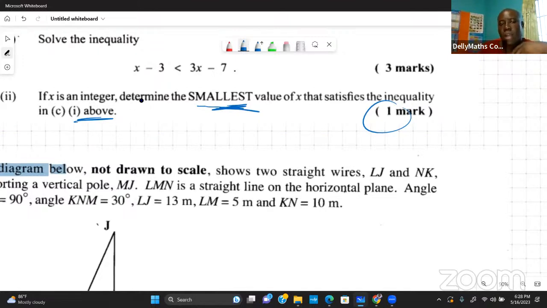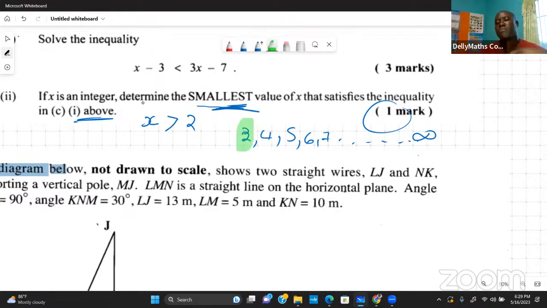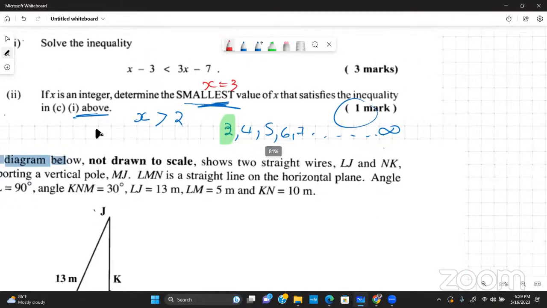Because the solution that we got was that x was greater than 2. So if you're thinking about numbers greater than 2, and if it is an integer, what are integers? Integers do not have decimals. So you're talking about 3, then 4, 5, 6, and 7, and it goes on like that to infinity, right? So what would have been the smallest possible solution? 3. So that's what we're saying. Based on the question, x would be 3. It's the smallest possible one. Thank you, sir. All right, appreciate it.